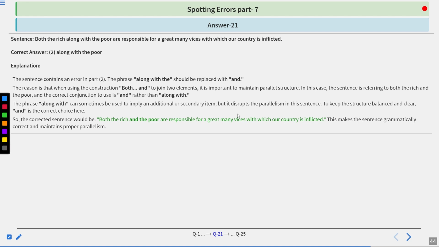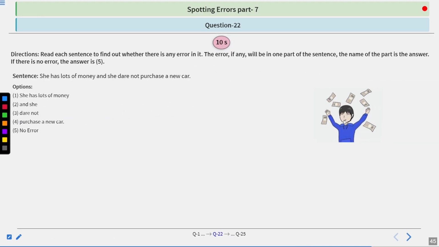The phrase along with can sometimes be used to imply an additional or secondary item, but it disrupts the parallelism in the sentence. To keep the structure balanced and clear, and is the correct choice. The correct sentence is, both the rich and the poor are responsible for a great many vices with which our country is inflicted. This makes the sentence grammatically correct and maintains proper parallelism. The next sentence is, she has lots of money and she dare not purchase a new car. You have options and 10 seconds to spot the error.